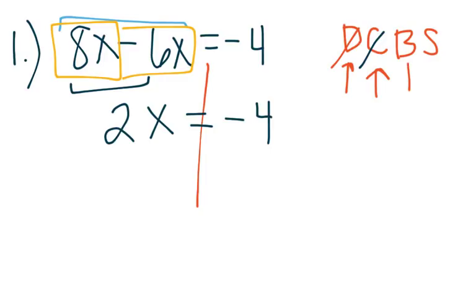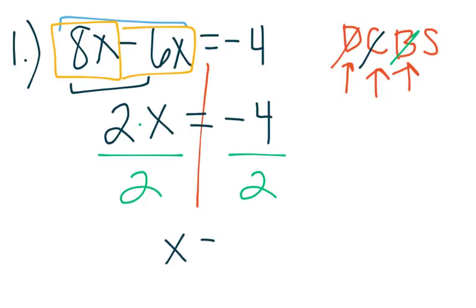B stands for bring all variables to one side. So identify where your variable is. We only have one variable, 2x. It's only on the left side, so there's nothing that you need to do with that. We can cross that step out. Finally, we're going to solve. We solve by using inverse operations. I have 2 times x, so the inverse of times is divide. So we're going to divide both sides by 2, and we're left with x equals negative 2.